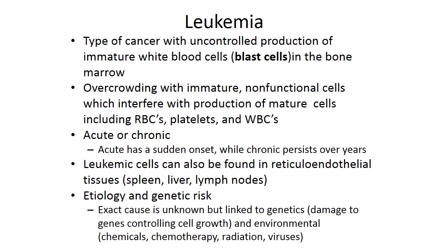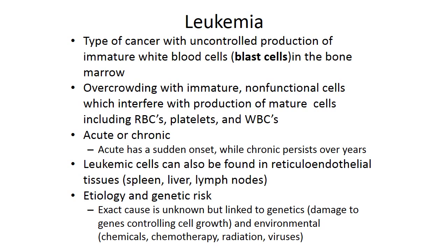Leukemia is the first type of cancer we are going to cover, and leukemia occurs when there's an uncontrolled production of immature white blood cells or blast cells in the bone marrow. When we think of immature white blood cells, we also think of our bands and the shift to the left that we can see on diagnostic labs. But leukemia is this uncontrolled production of these immature cells that overcrowd and interfere with the production of our mature cells, which are our white blood cells, our red blood cells, and our platelets.